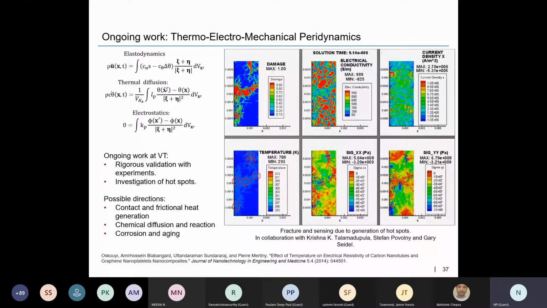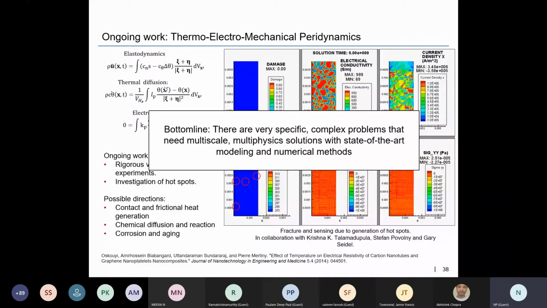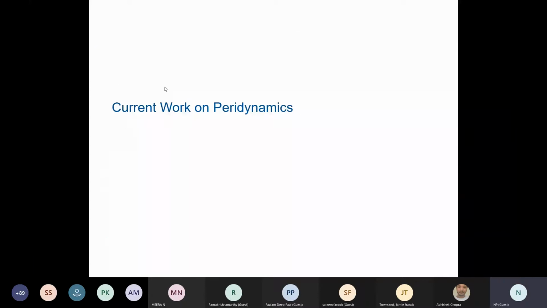So what I'm trying to say with this set of slides is that there are very specific and very complex problems that need multi-scale and multi-physics solutions with state-of-the-art modeling and numerical methods like Peridynamics, or many other new methods that are being researched. With that, I'll talk a little bit about my current work on Peridynamics.